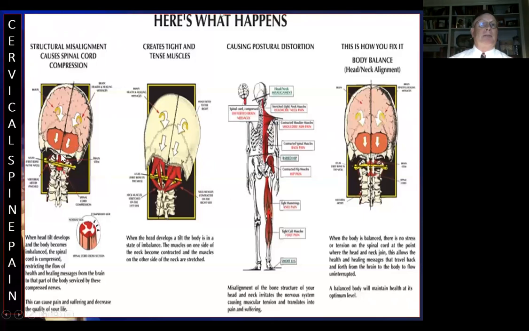And again, with malalignment at the craniocervical junction, everything south of that is going to be abnormal and affected by that. So people come in with short leg symptoms, pelvic tilt, and so forth. It starts right there at the cranial base, the craniocervical junction.